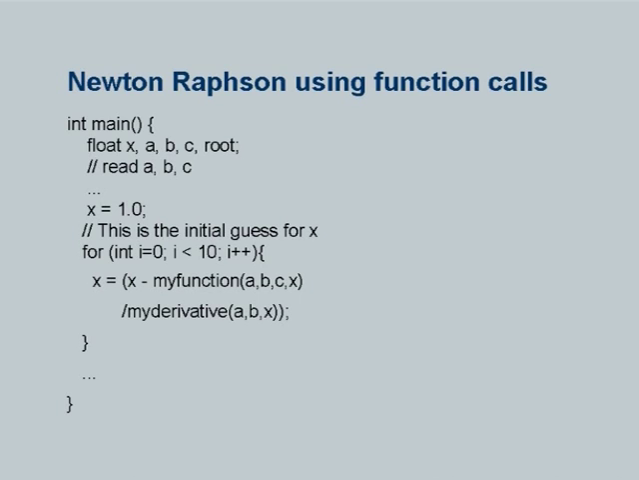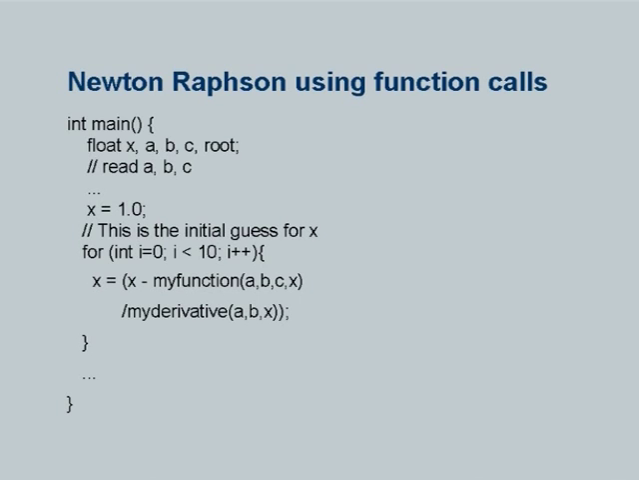Now see the program itself. It's a simple single line expression evaluation. So it says x = x - my function(a, b, c, x) divided by my derivative(a, b, x). This is where you may want to take a couple of minutes to explain to your students what is happening when these function calls are made. So you say that the computer now is executing this instruction.